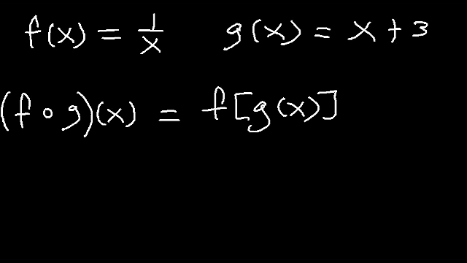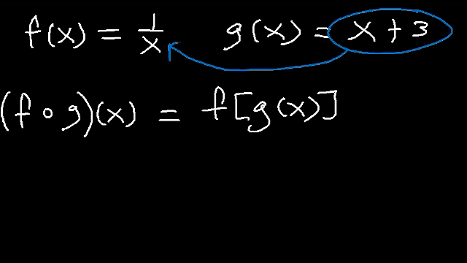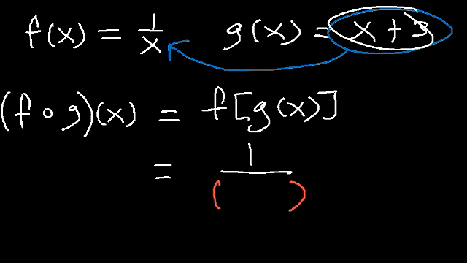So to find this function, we need to take g and insert it into f. So f of x is 1 divided by x. Now, instead of writing x, we're going to replace the x with g. And in this case, g is x plus 3. So instead of writing x, we're going to write x plus 3. So that's how you could find the composite function.